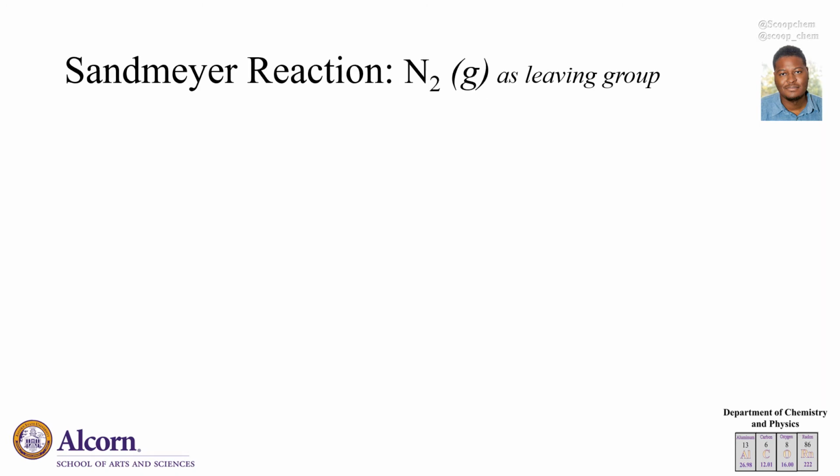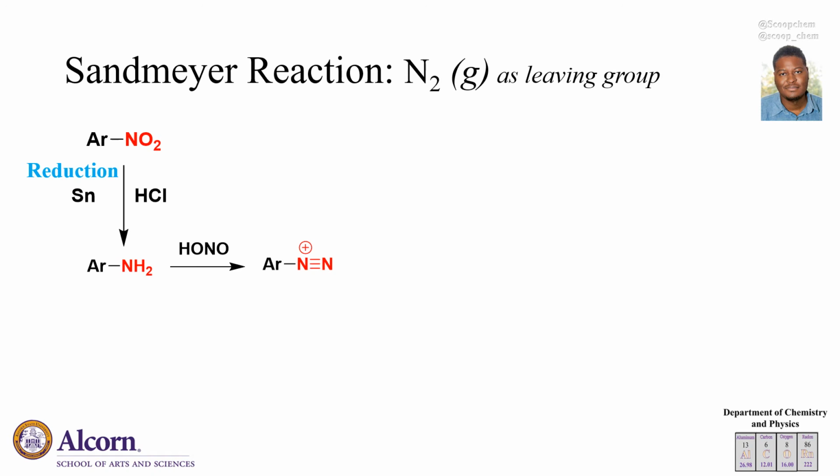Okay, so now let's learn the Sandmeyer reaction. And typically in these reactions, nitrogen gas will act as the leaving group. So first we want to learn how to form N2 on an aryl ring. First, people nitrate an aryl substrate to form NO2, and NO2 is reduced with tin and HCl into NH2. NH2 can then be converted to N2 with a step that is called diazotization. Typically, nitrous acid is used.